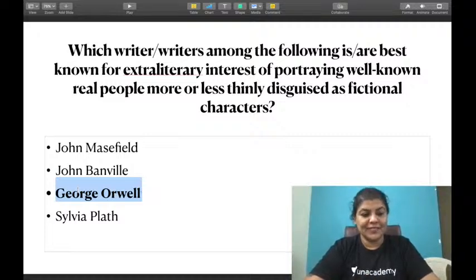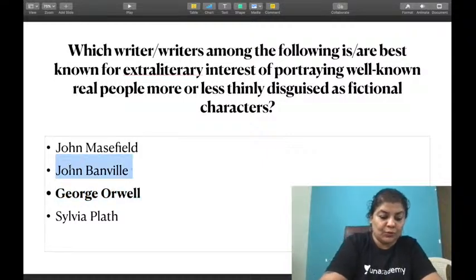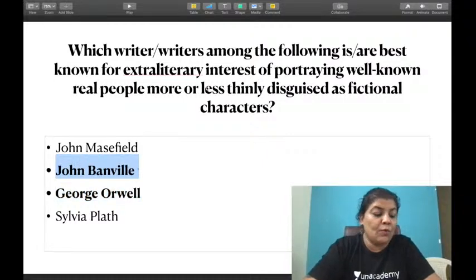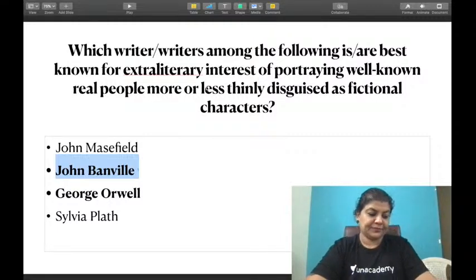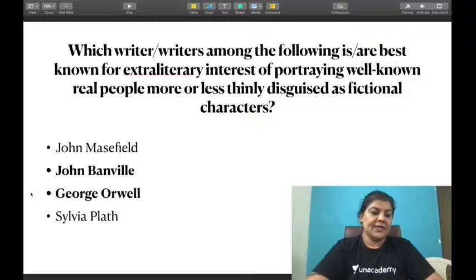John Banville also. What is this? This is roman à clef. Roman à clef means novel with a key. Definitely George Orwell.